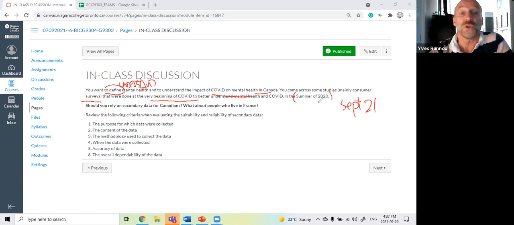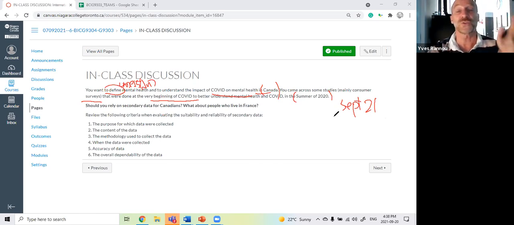I'm going to repeat. You want to define mental health, and you want to understand the impact of COVID on mental health in Canada. This could be a very real scenario that I would give you, and that you may do as international business students. Then you've done your secondary research.